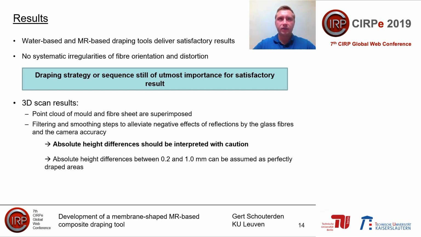Another important remark needs to be made with these 3D scan results. These show the height difference between the superimposed point clouds of the empty mold and the mold with the fibers in it. Due to the needed smoothing and filtering to alleviate the negative effects of the reflection of the glass fiber and the camera accuracy, we must warn you to interpret these absolute height differences with caution. However, the height differences between 0.2 and 1 millimeter can be assumed to be perfectly draped areas.